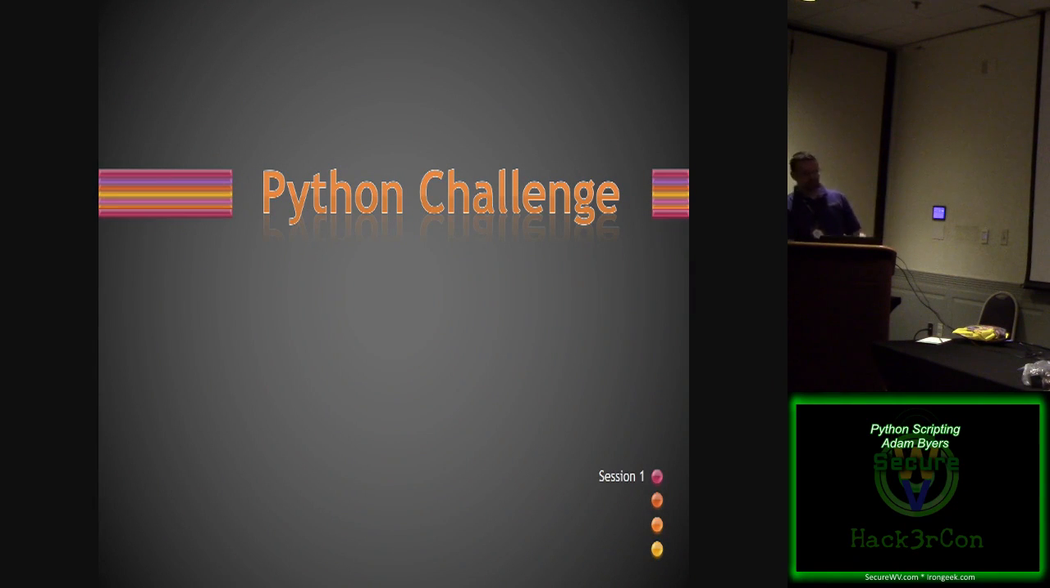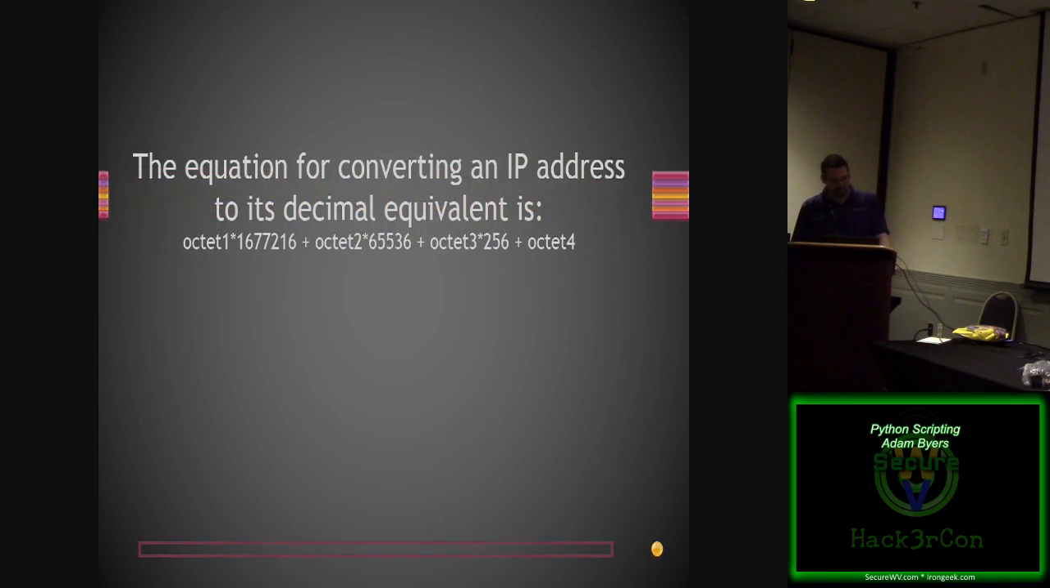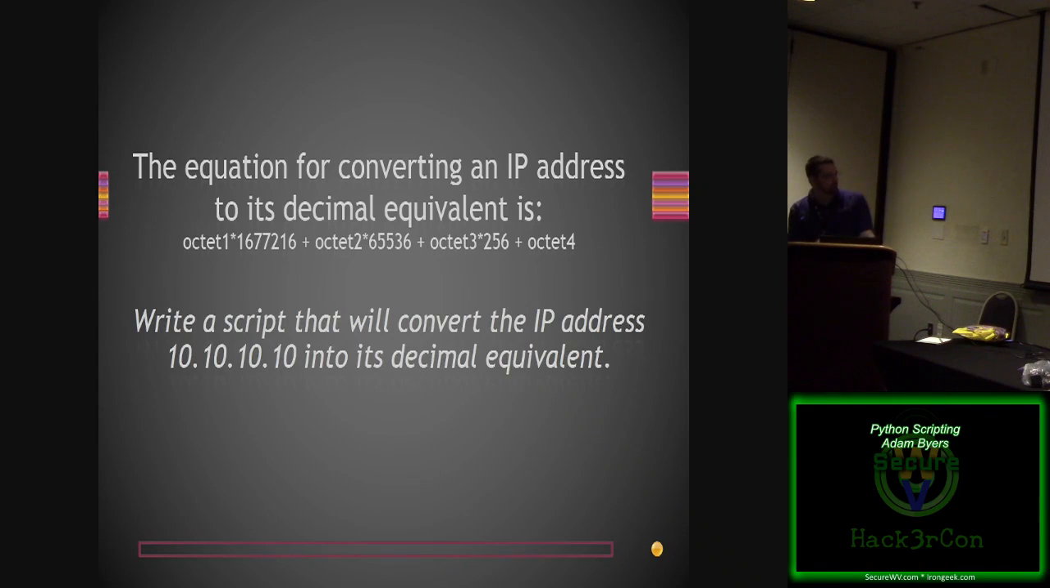So let's see what we can do with this. This is going to be a challenge, by the way. Here's the equation for converting an IP address into its decimal equivalent. First octet times this, second octet times this. I can bring this up later, but that's the calculation. So what we want to do is write a script that will convert the IP address 10.10.10.10 into its decimal equivalent. And let's say we've got 5 minutes for that. Next one. Okay.